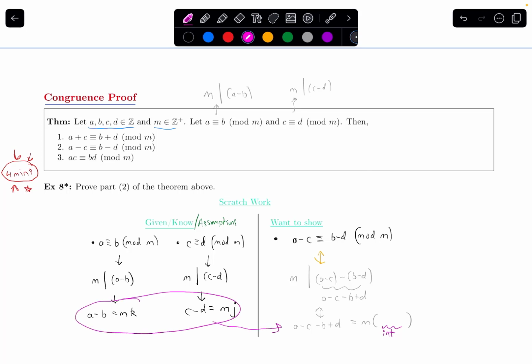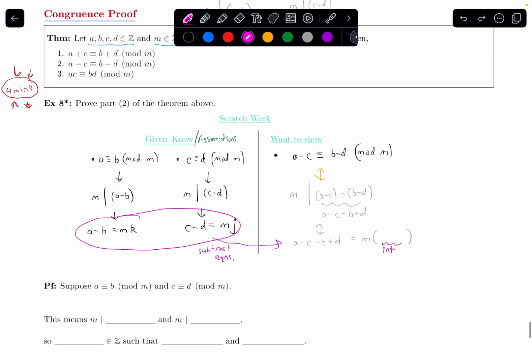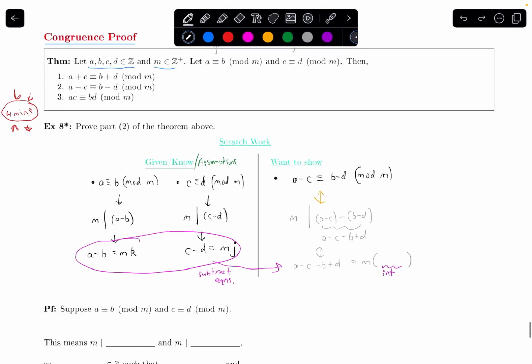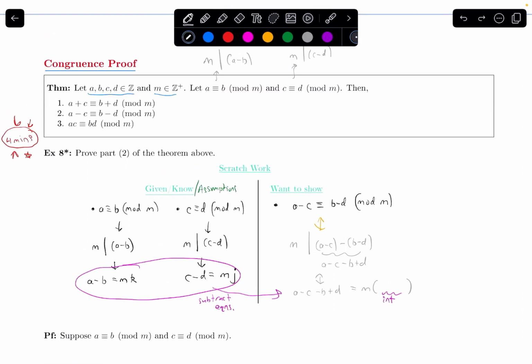If I take these two equations and I subtract the equations from each other, I think we'll get this. So I think I have an idea now to connect this all together. Let's start the proof. Remember that when I start the proof, I start off by writing down the things that I know, that I get to assume are true. For this problem, that's a is congruent to b and c is congruent to d mod m. That is the stuff I get to assume is true.